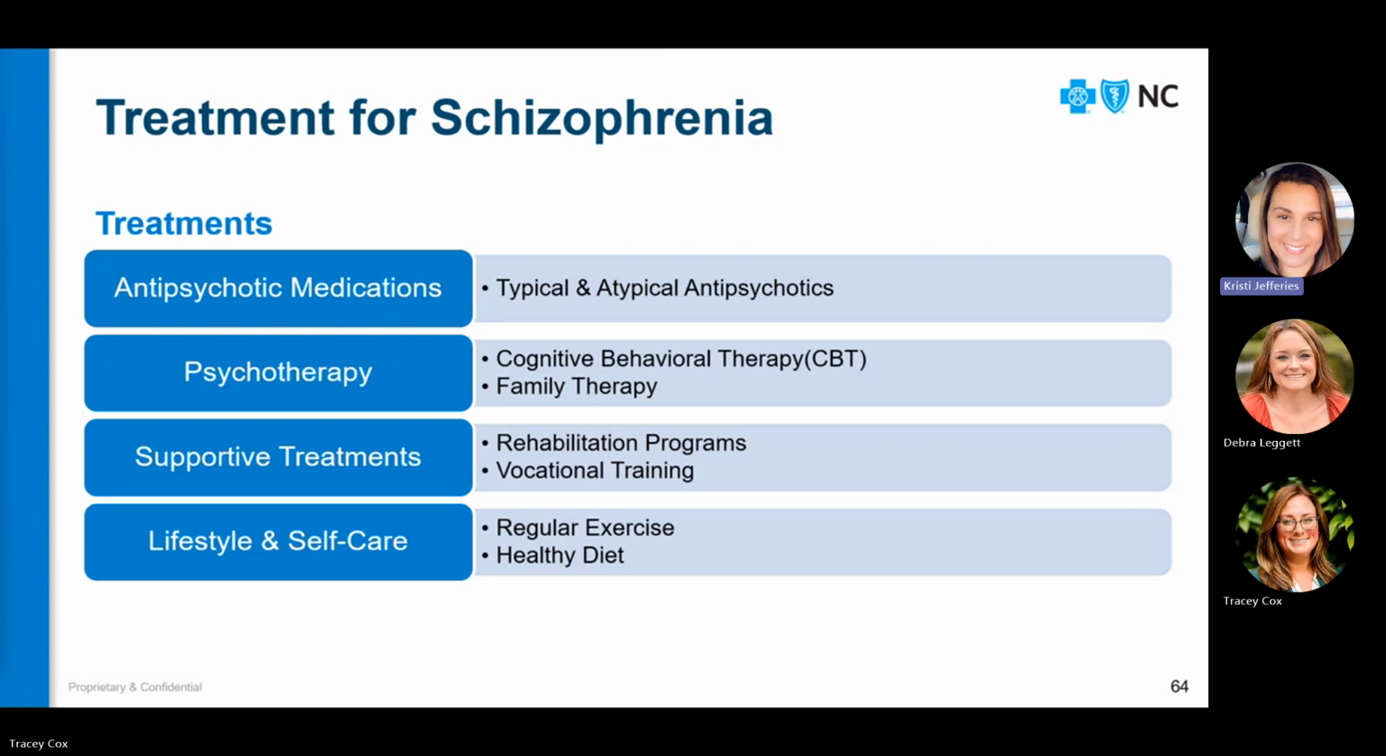And lifestyle and self care are vital for overall well being. Regular exercise helps reduce symptoms and improve mood, and a healthy diet supports both physical and mental health. Combining these treatments can significantly improve outcomes and quality of life for patients with schizophrenia.